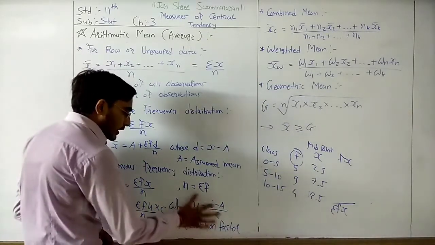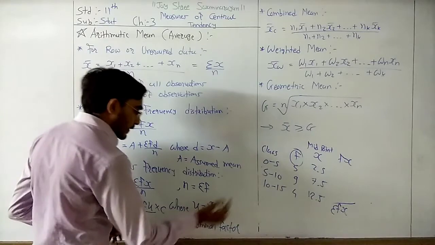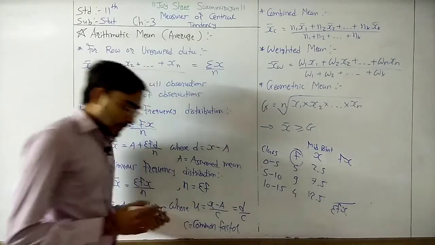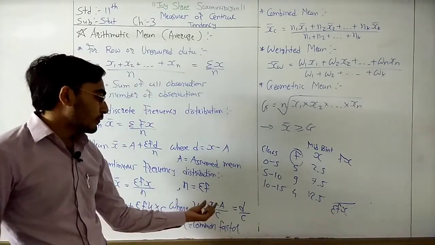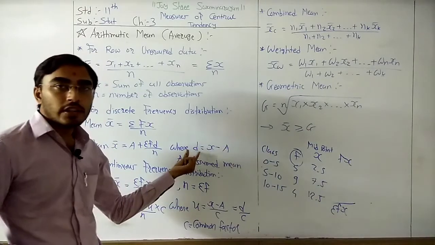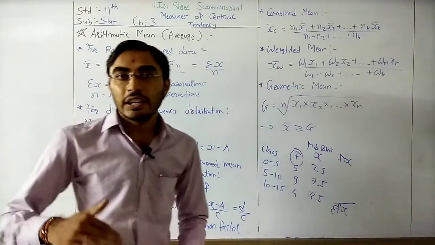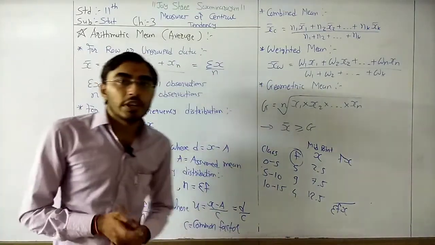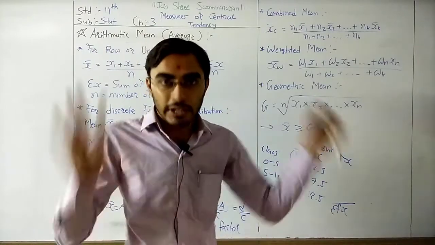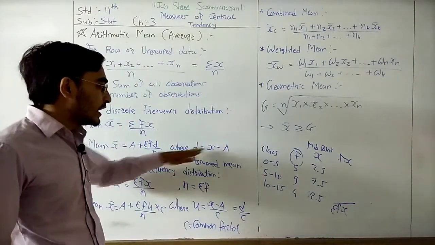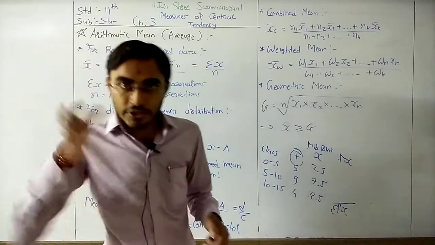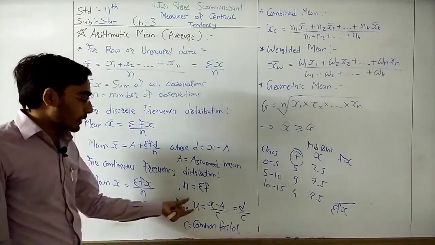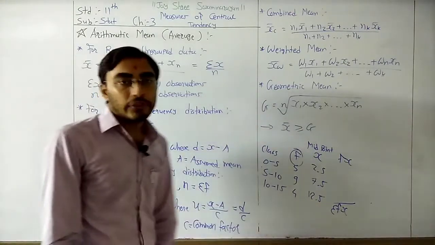Sorry, not d minus a, but here x minus a. That means our d. We can also write here d by c. First of all we need to find d, that means x minus a. If our class values are very large, then we take d equals x minus a. If still our answer of d is very large, at that time we can use this step deviation method. We can take u, that means d by c.